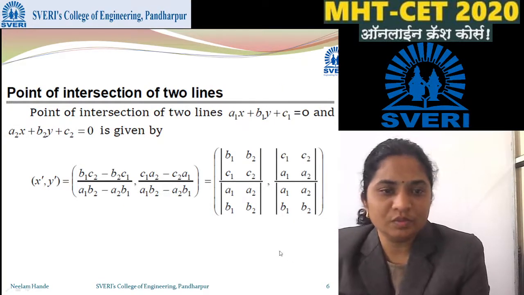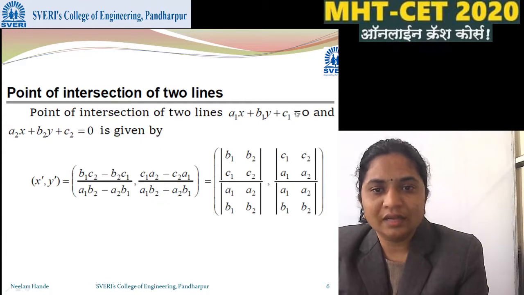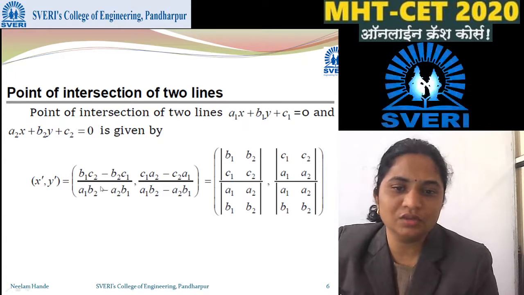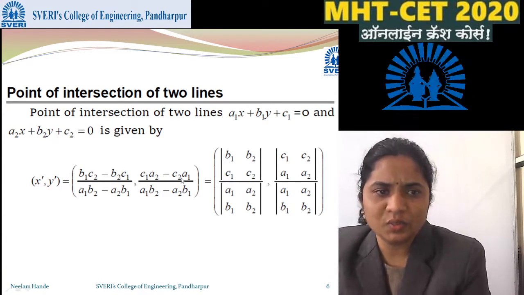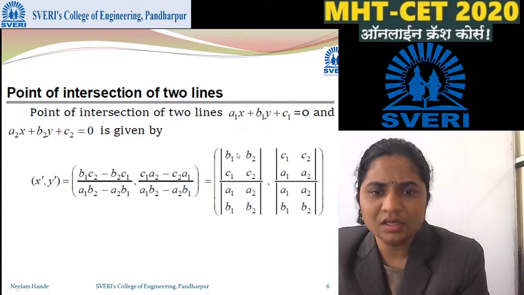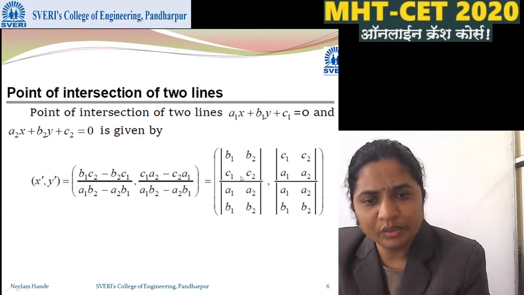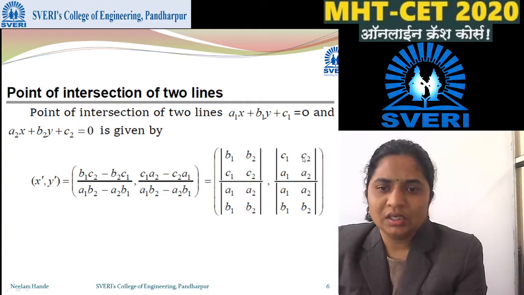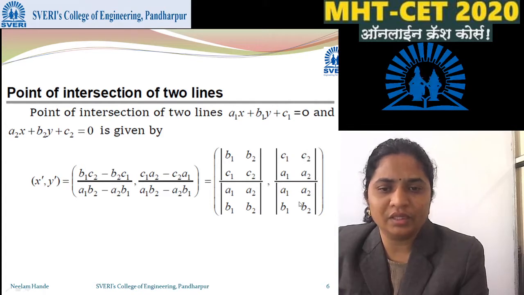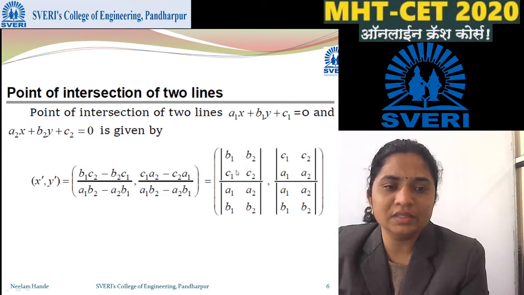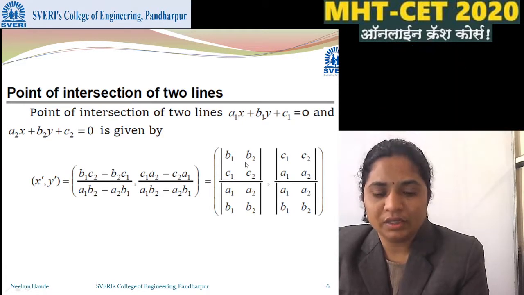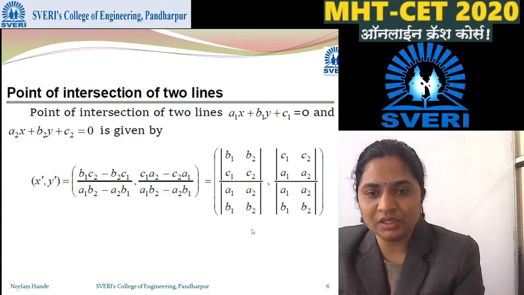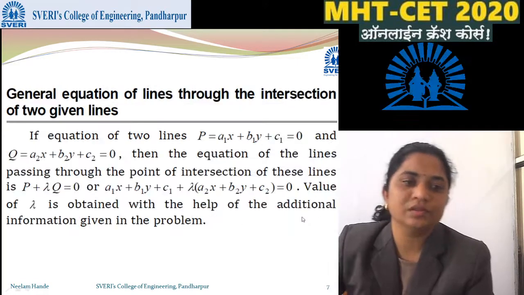Next, point of intersection of two lines a1x plus b1y plus c1 equal to 0 and a2x plus b2y plus c2 equal to 0. How do we remember it? For the two lines, it is determinant of BC, that is b1, b2, c1, c2, upon determinant AB, and determinant CA upon determinant AB. So just remember determinant BC upon AB and CA upon AB. AB is fixed in the denominator.